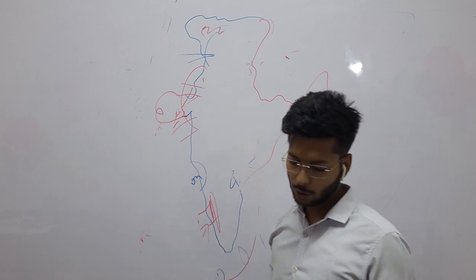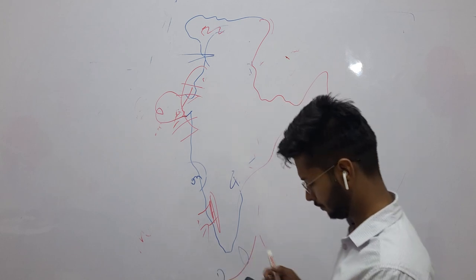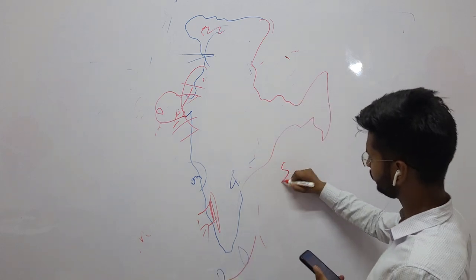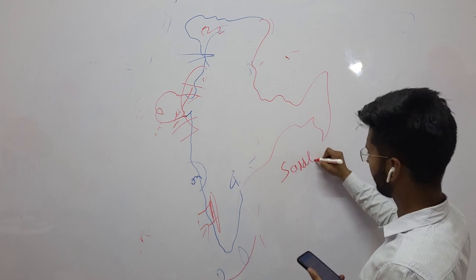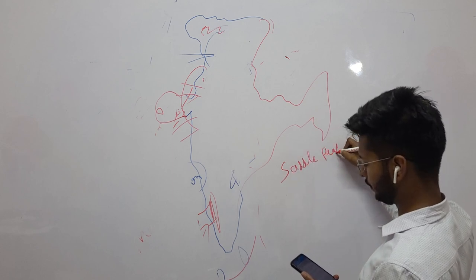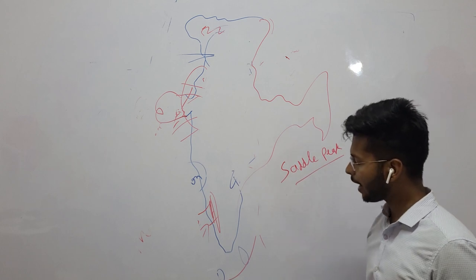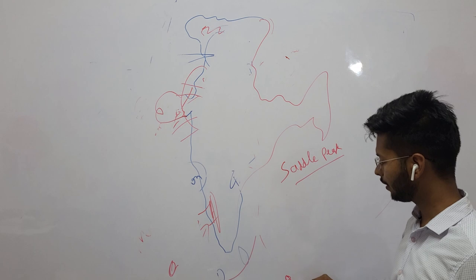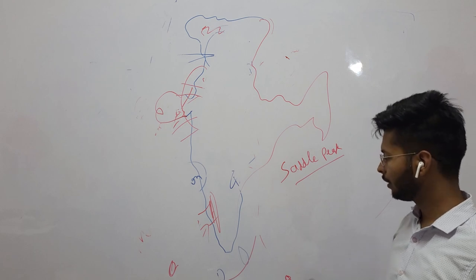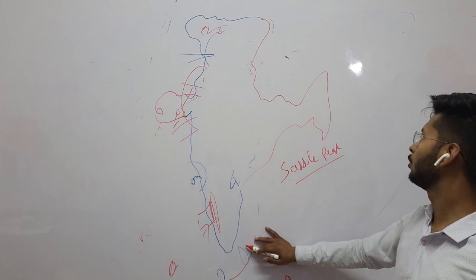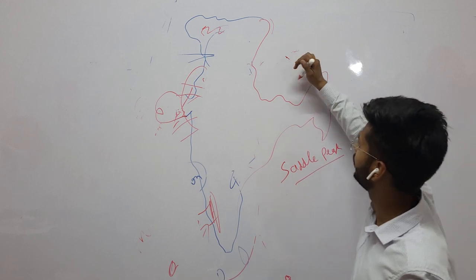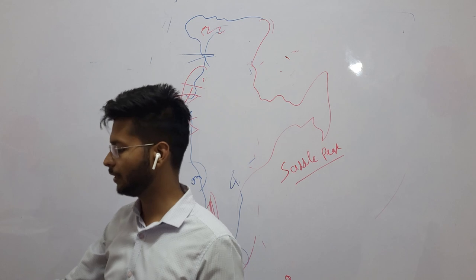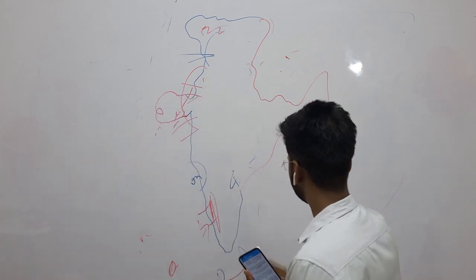Next, we'll talk a little about Saddle Peak. What? Saddle Peak. So there are islands. Okay, this is the Lakshadweep Islands and there are the Andaman and Nicobar Islands. I don't know whether it is visible to you or not, but I'll draw a small India here, instead of a big India, so that you can clearly see the location of the islands.